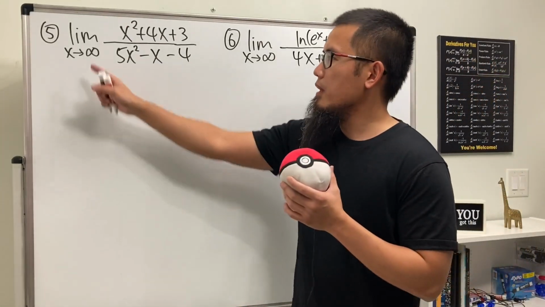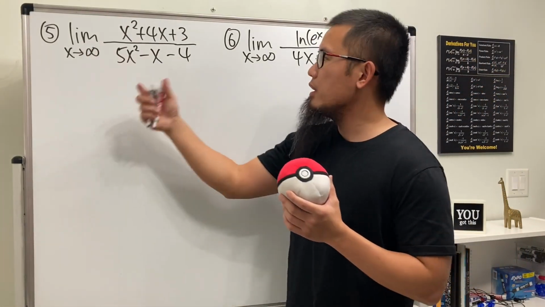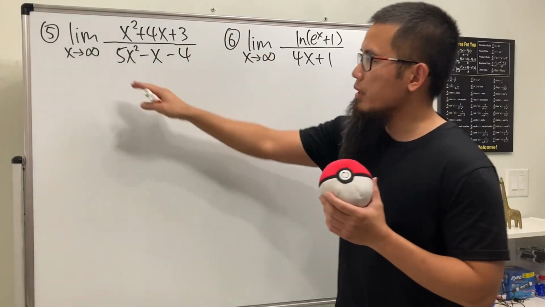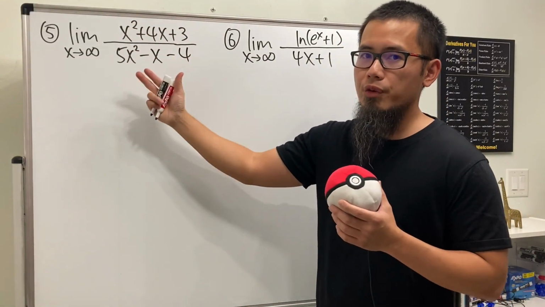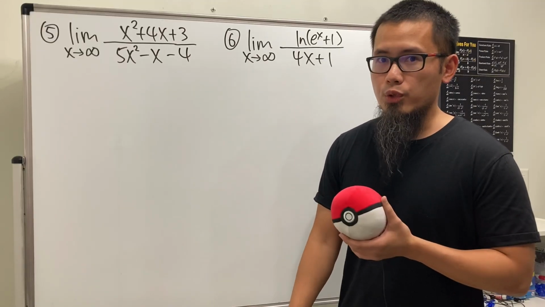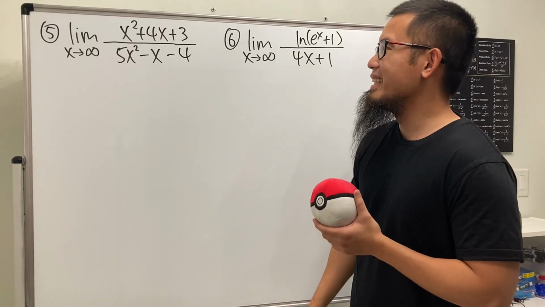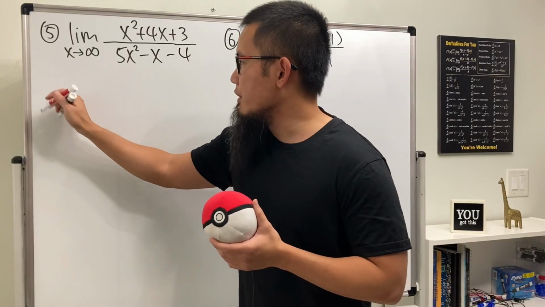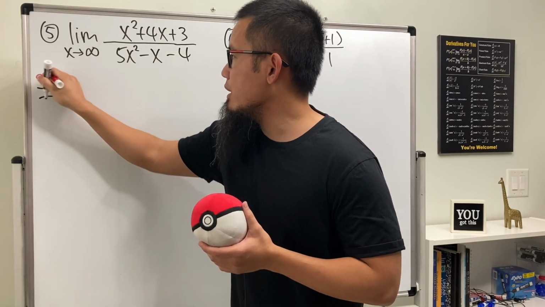Number 5. Okay, the limit as x goes to infinity of all that. And let me just tell you, in this case, we will end up with infinity over infinity. I'm going to show you guys the L'Hopital's rule first. And we can also do this the pre-calculus way, alright? Okay, so because we have infinity over infinity, so let me just indicate that real quick right here.